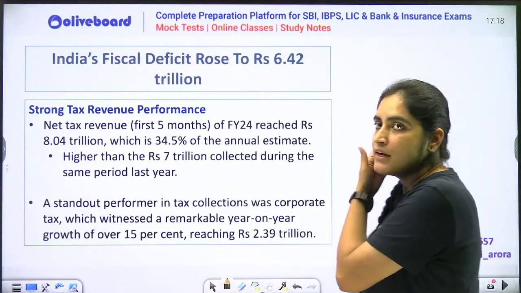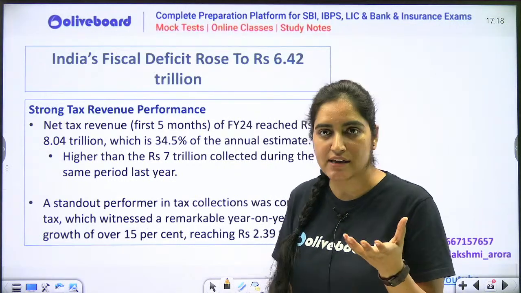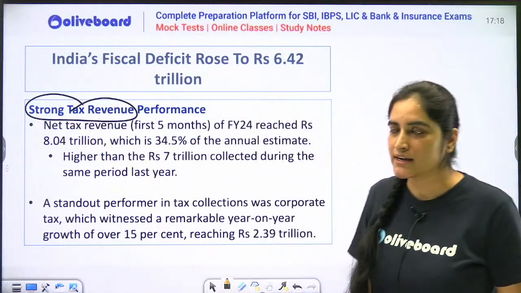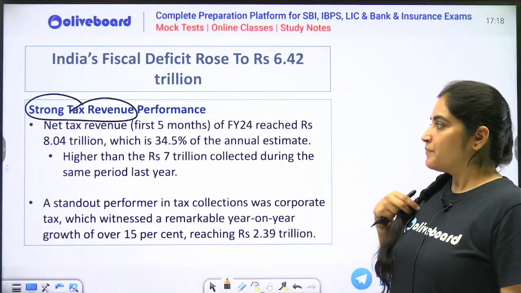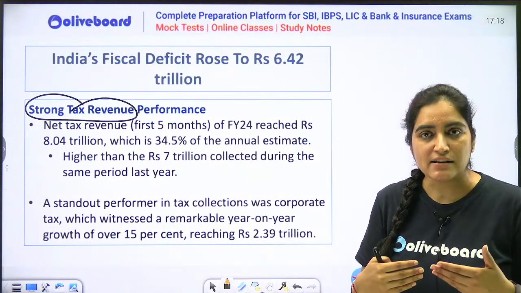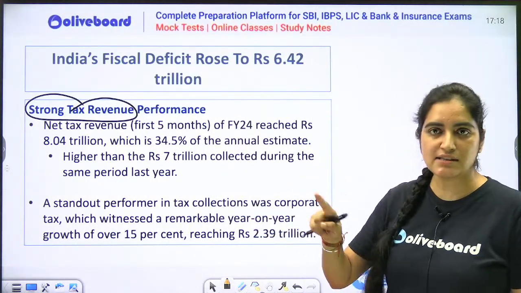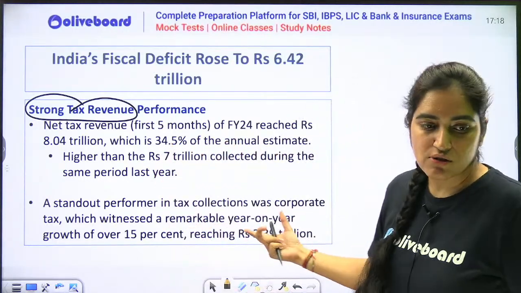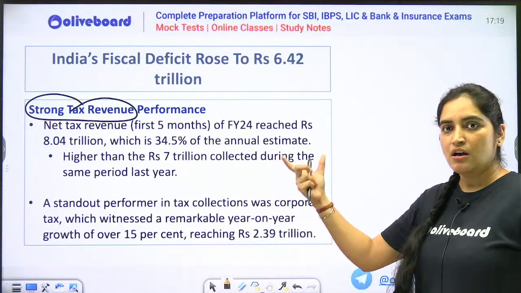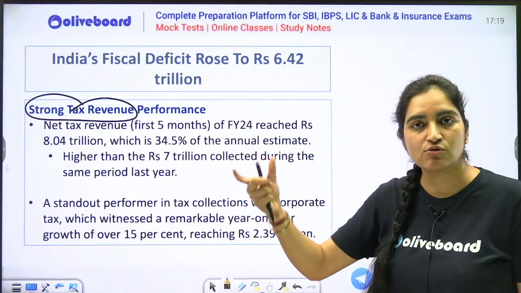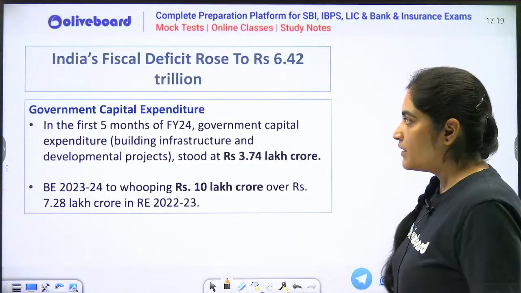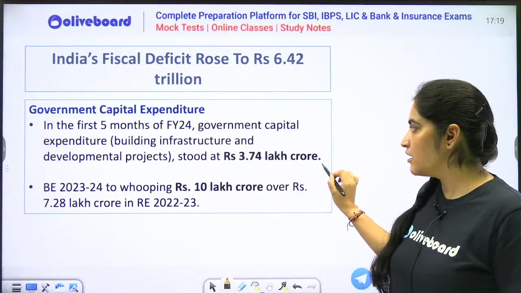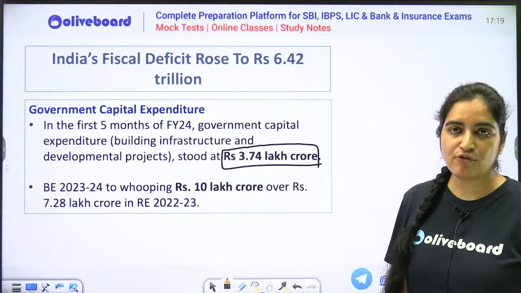Next thing, despite our fiscal deficit which has increased, we have a strong tax revenue. What does strong tax revenue mean? It simply means that we are able to collect more taxes. Our tax collection has definitely increased, and it is increasing every year. So this shows that we have a positive tax collection, and government has more tax to spend more on the social welfare schemes. Next thing, what is government capital expenditure? Government capital expenditure has stood at 3.74 lakh crore.